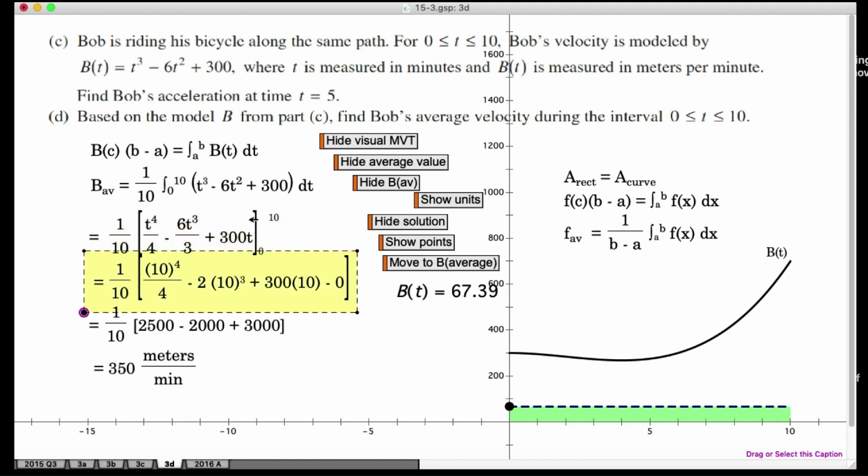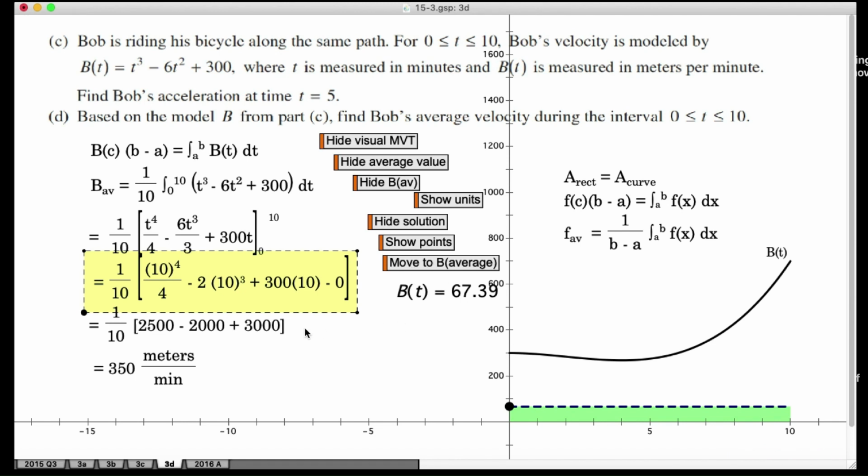So when I plug in 10, 10 to the fourth over 4, this becomes 2, and then 10 to the third, and then this becomes 300 times 10. And then when I plug in 0, t is 0, t is 0, t is 0, so I subtract 0. Now I have to do this arithmetic here. It's a pain in the neck, but it's not that complicated. This is 10,000 divided by 4, and this is 1,000 divided by 2 times 2, and this is 3,000, and then just add these up. Don't forget to divide by 10, and you get 350 meters per minute. That's your answer.